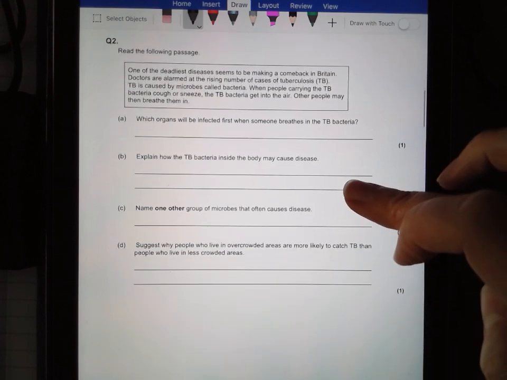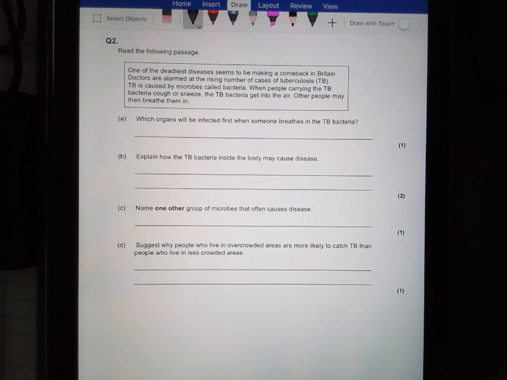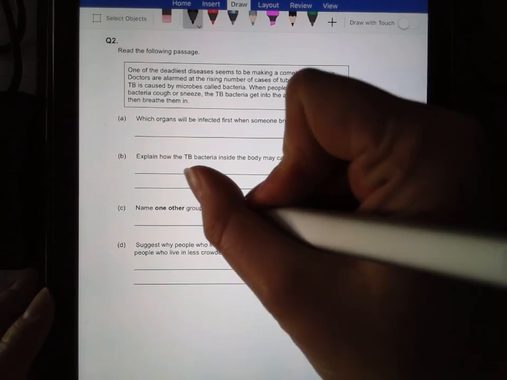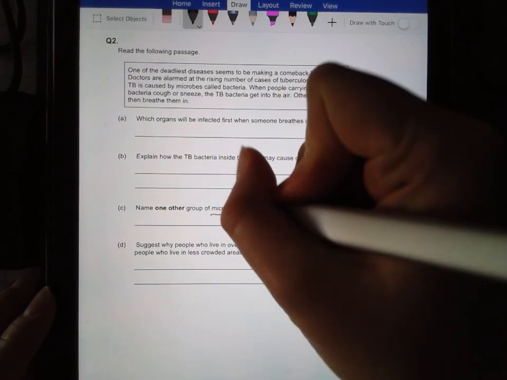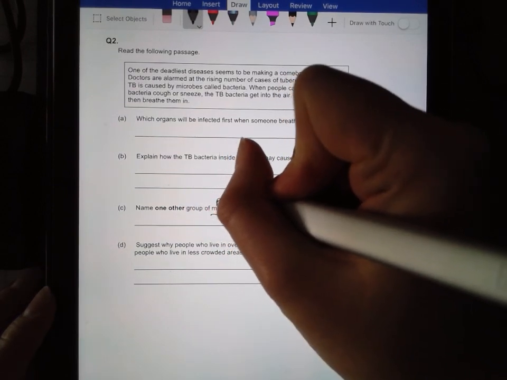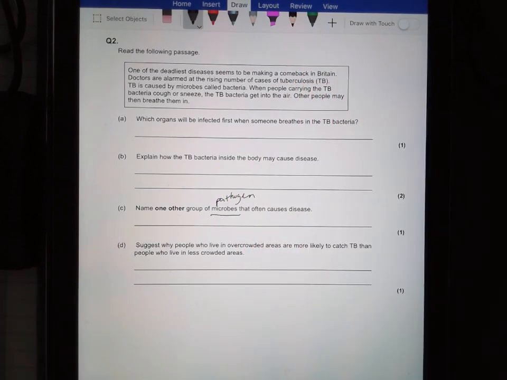The next question is about tuberculosis. You're going to have to read the following passage and then answer the questions. Just to point out, this word here, microbe, is another word for the word pathogen. So that's what they're asking you there. The rest of the questions, have a go at answering yourself. There's 5 marks there. Press play when you're ready to see the answers.